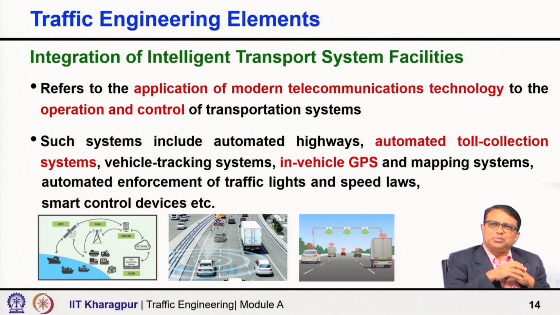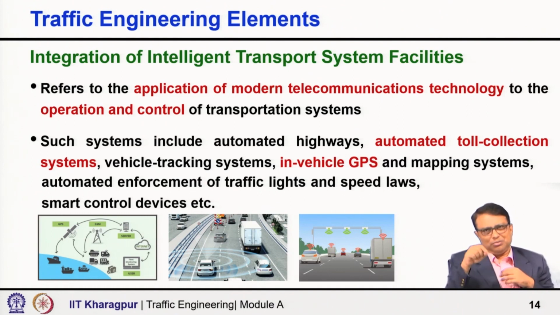Even in India, you see that in almost all the highways, the automated toll collection systems are working. Then vehicle tracking systems, in-vehicle GPS and mapping systems, automated enforcement of traffic lights and speed laws. The police do not have to go and issue the fine ticket on the road, but without any controversy you can find out there is evidence, right. The speed camera is there to detect. Cameras are installed at nearly all the traffic signals to tell you if somebody has violated: the date, time, vehicle number, exact location, everything is available, evidence based, right.